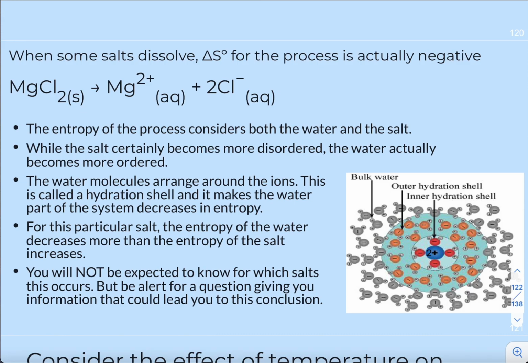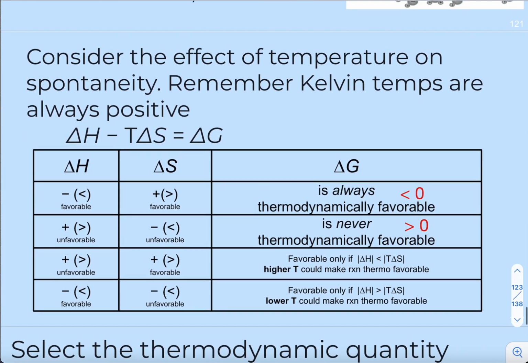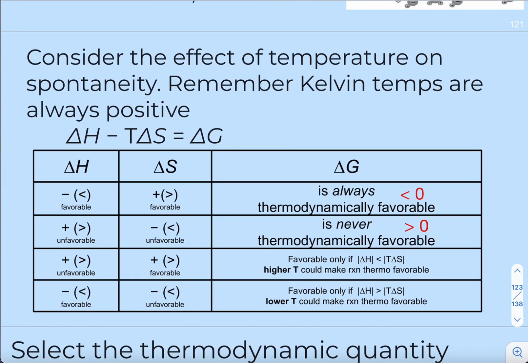Okay, now this isn't something that you need to memorize, like, oh, magnesium chloride has an unfavorable delta S. You don't need to know that. What you should do is just, if you see this, be able to explain it, or don't let it throw you off, and don't always think that dissolving or dissociation is always favorable. Okay, so you just have to know that sometimes it's not. Oh, this is a repeat of something that we already saw.